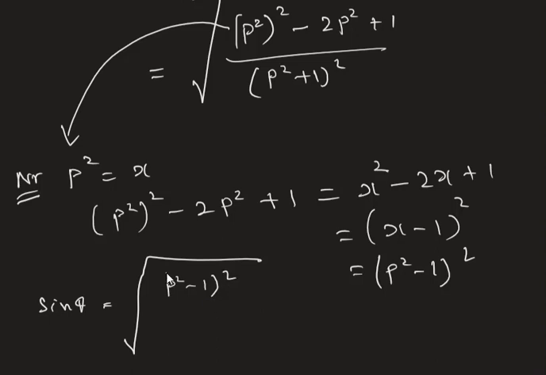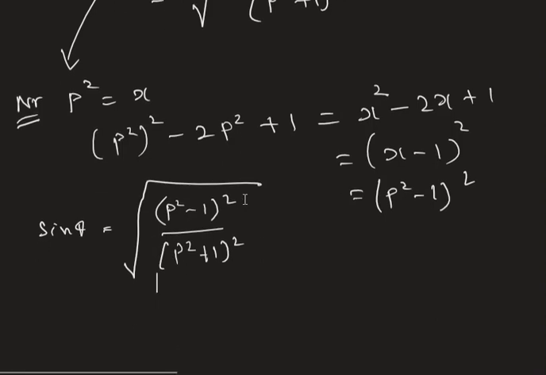you can put p squared minus 1 the whole squared, whole divided by p squared plus 1 the whole squared. Is it not? Now taking square root, the square can be cancelled. Therefore, sine theta is equal to, squares are cancelled because we are taking out the square root. So simply write p squared minus 1 divided by p squared plus 1. So that is the answer.